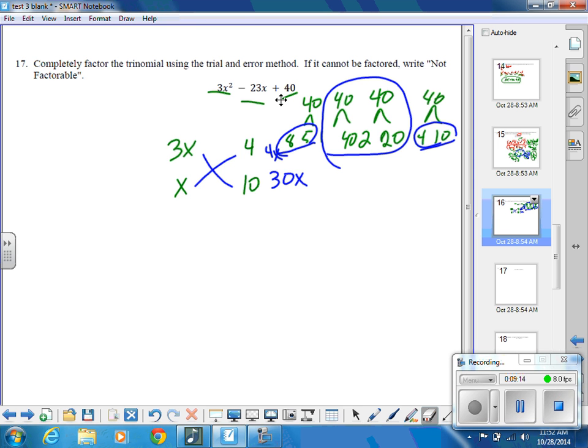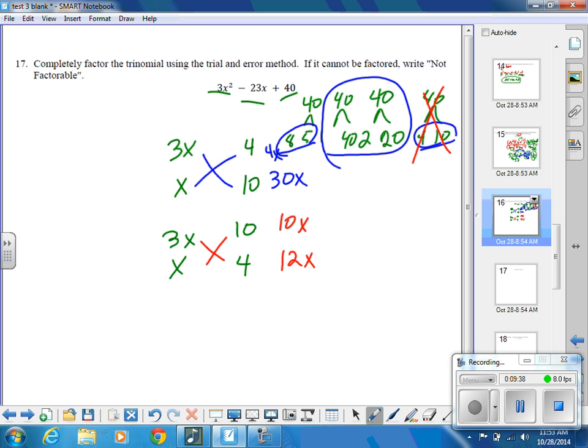So my next bet is to switch it. Rewrite this. I'm not going to erase it. Do 10 and 4. Okay, switch the spots. You have to try this twice for each one of them. x and 10 gives me 10x. 3x and 4 gives me 12x. Ooh, real close to 23, but not quite. So now I've exhausted all possibilities for 4 and 10.